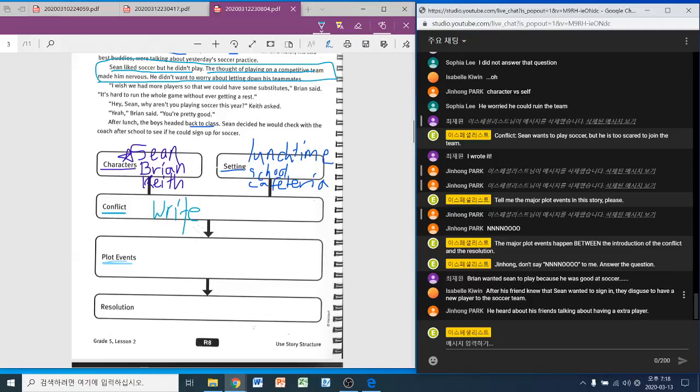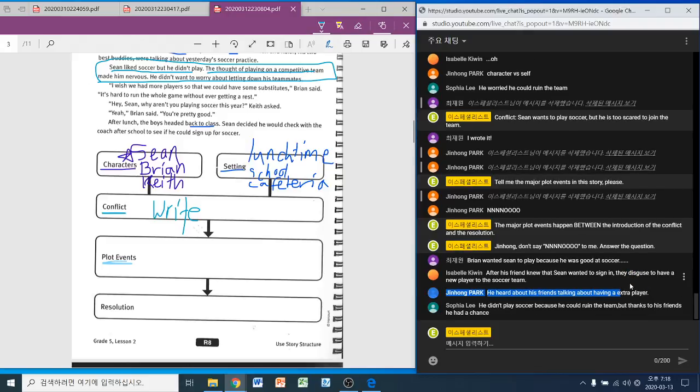After his friend knew that Sean wanted to sign in, they discuss to have a new player on their soccer team. Not disguise. So they talk, discuss. D-I-S-C-U-S-S. He heard about his friends talking about having an extra player. He didn't play soccer because he was in the team, but thanks to his friends, he had a chance.